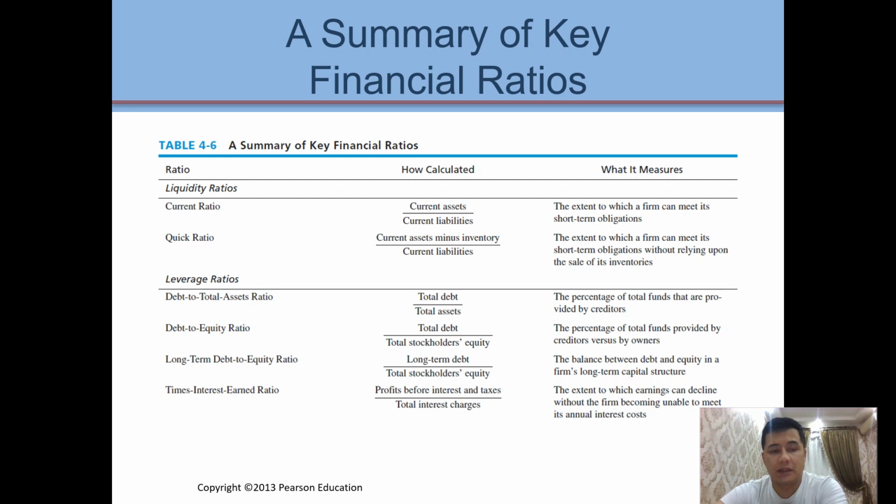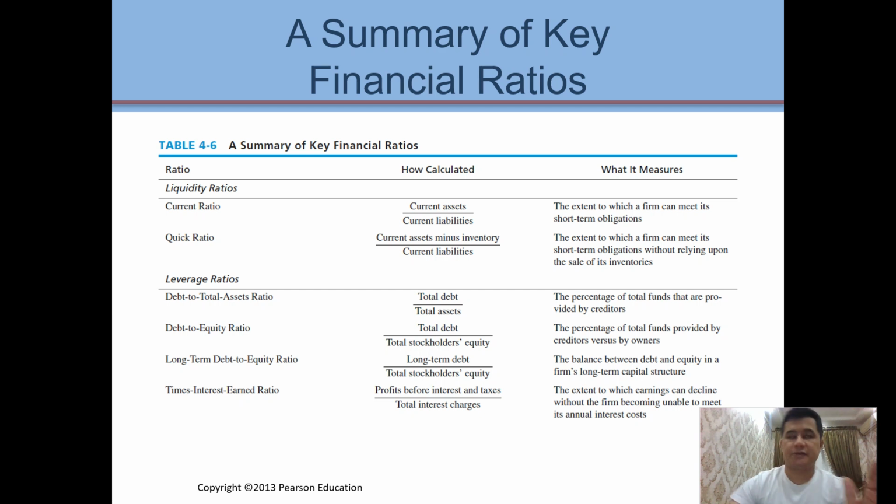In the case of leverage ratios, the debt to total asset ratio is total debt divided by total assets, and it shows the percentage of total funds that are provided by creditors. Debt to equity ratio is total debt divided by total stockholders' equity, the percentage of total funds provided by creditors versus by owners. And the long-term debt to equity ratio is long-term debt divided by total stockholders' equity, which measures the balance between debt and equity in a firm's long-term capital structure, right?